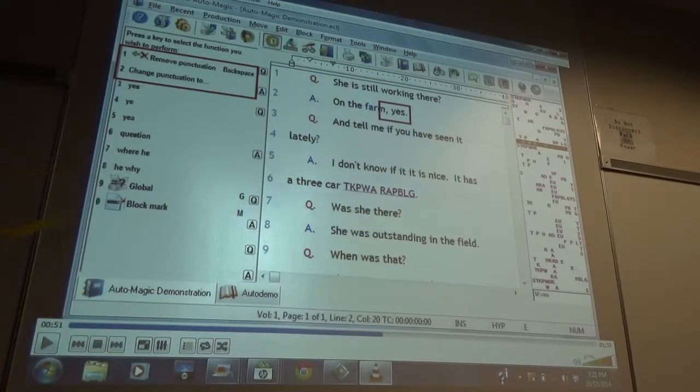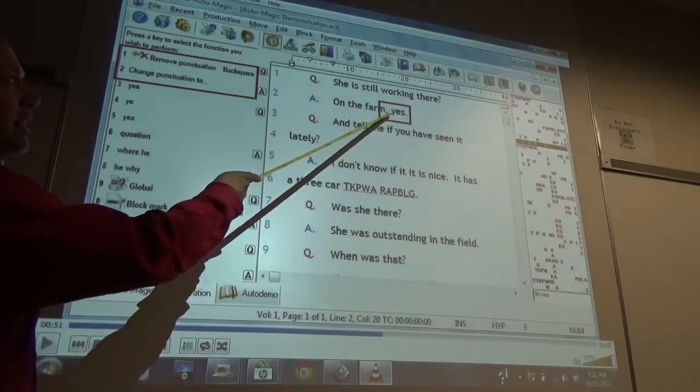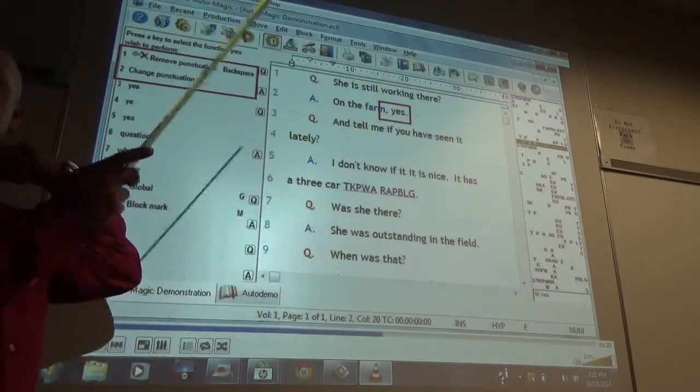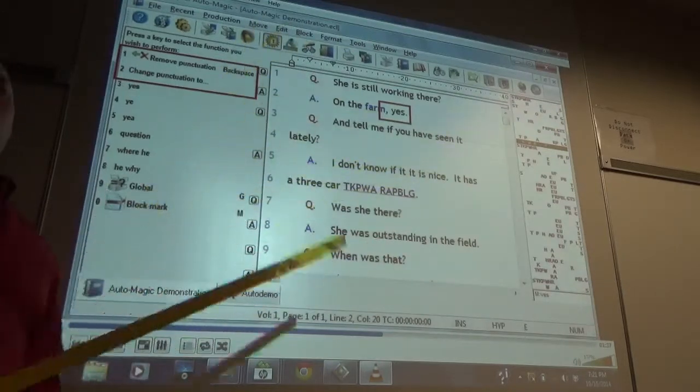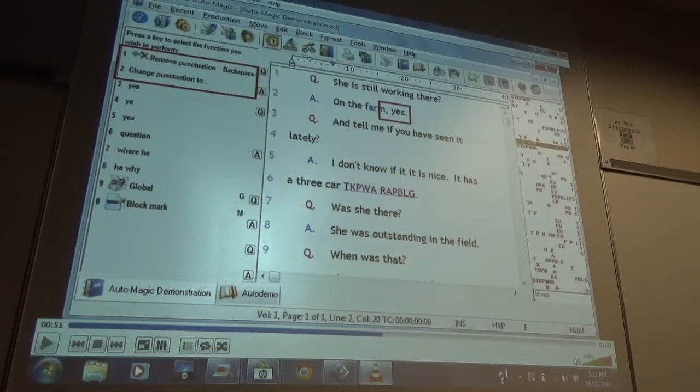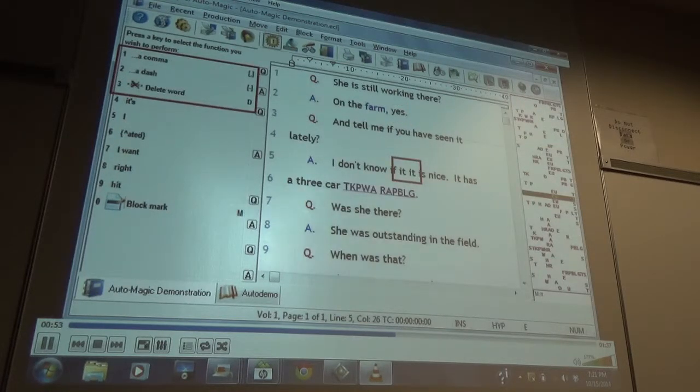Okay? You don't have to backspace, because there's a space, then the comma. You backspace once, and it knows that you want to take the punctuation out. Okay? This sentence should read, I don't know if it, it is nice. The word it is repeated. Automagic offers as its first choice to place a comma in front of this second it. If I press 2, that would insert a dash, which is what I really need here. And if I press 3, that would delete the extra it.